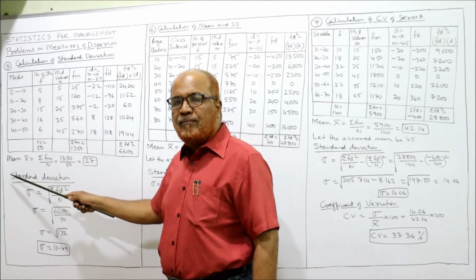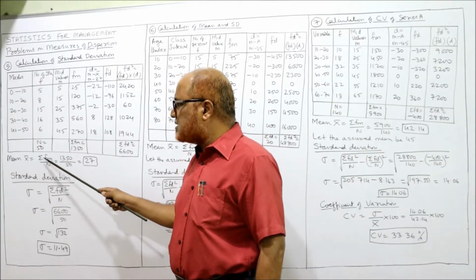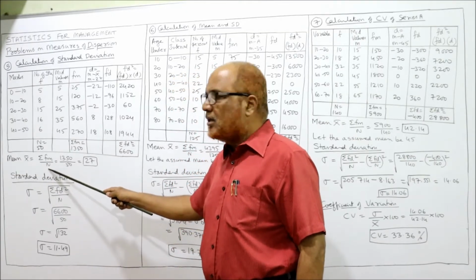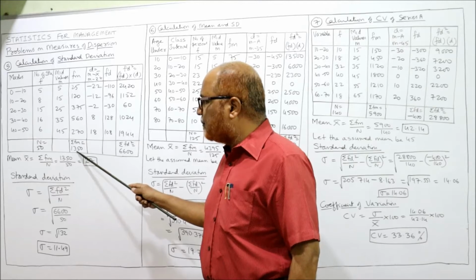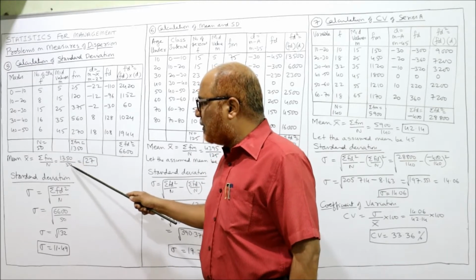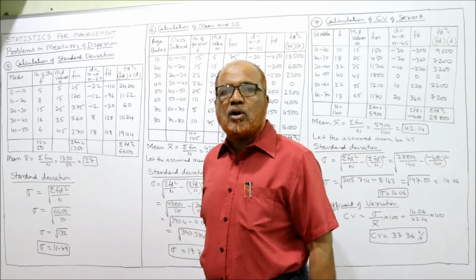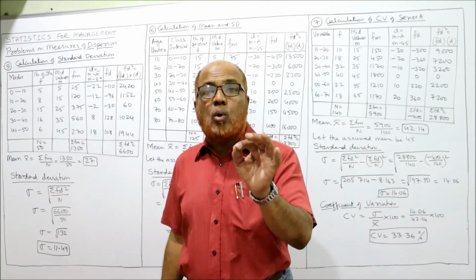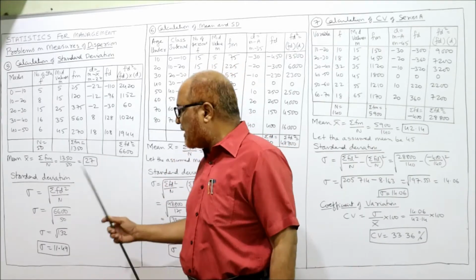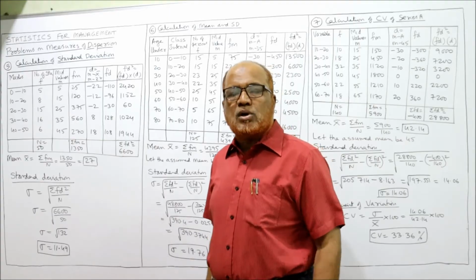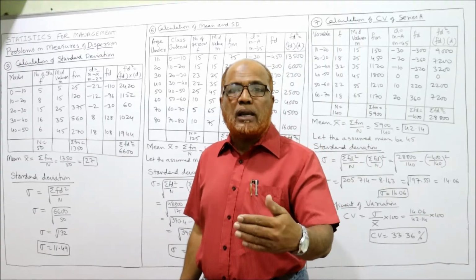Now we calculate the mean value. Mean x bar is equal to summation FM by n. Summation FM is 1350 and n is 50. 1350 by 50, 27. So fortunately we got the mean value as a whole number. It is not a fraction. So we take the deviations from the actual mean.